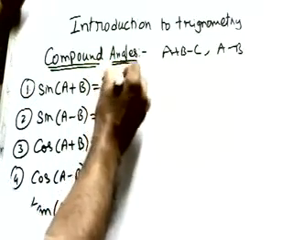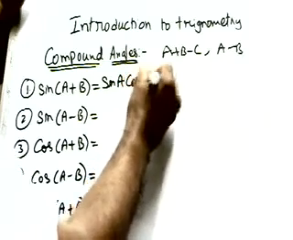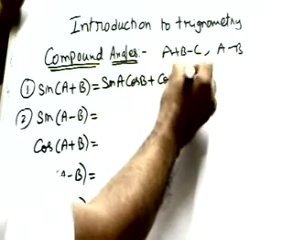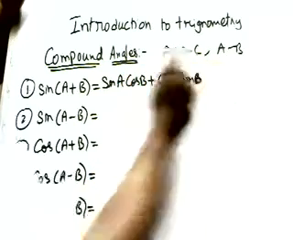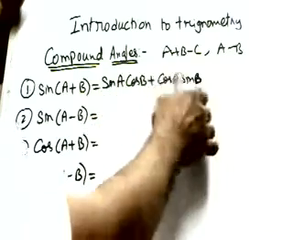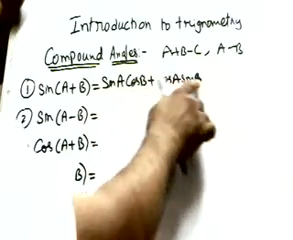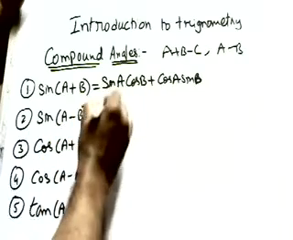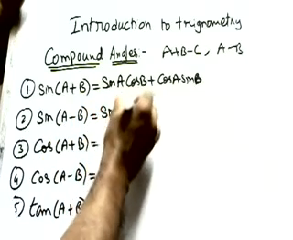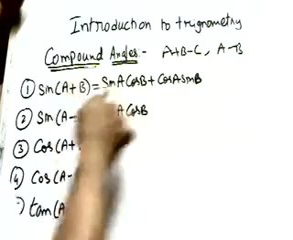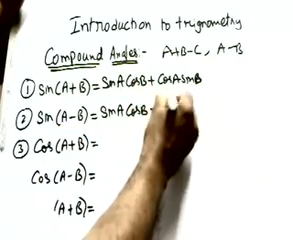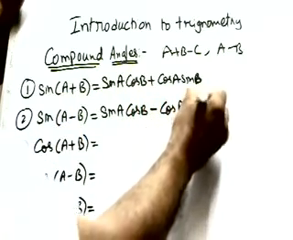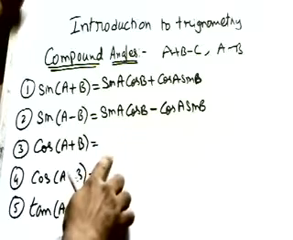Now we have to learn this formula by heart. Sin A plus B is sin A cos B plus cos A sin B. How to remember? Sin cos cos sin, sin A cos B plus cos A sin B. If plus, we write plus; if minus, we write minus. So sin A minus B is sin A cos B minus cos A sin B.